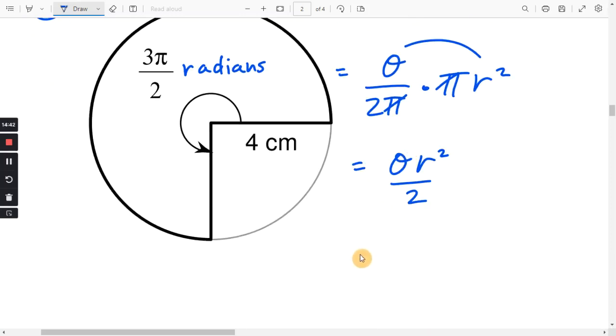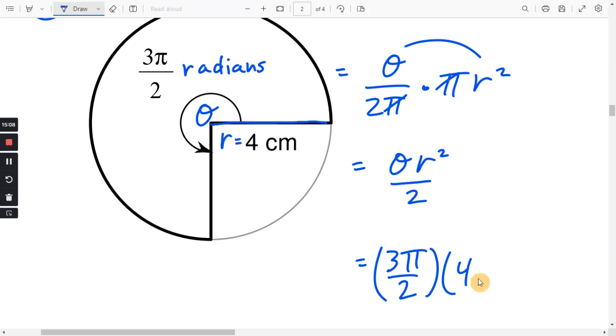But anyhow, plugging in for theta, I'm going to plug in 3 pi over 2 in place of theta. This is the angle right here. So theta is 3 pi over 2. And that's times r squared. And we can see the radius r from here to here equals 4. So r squared is going to be 4 squared. And that is divided by 2.